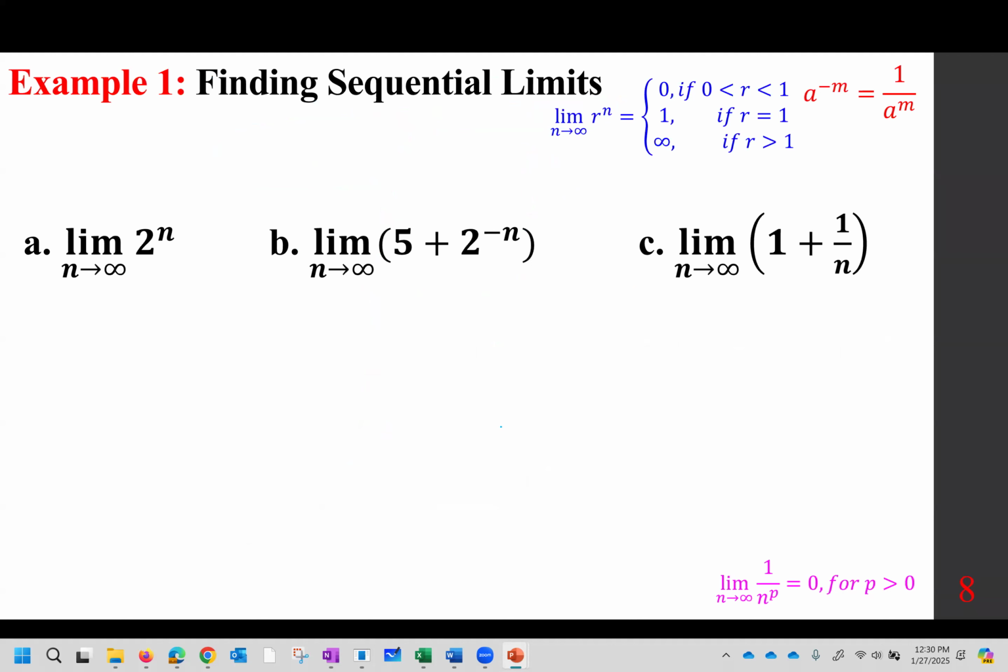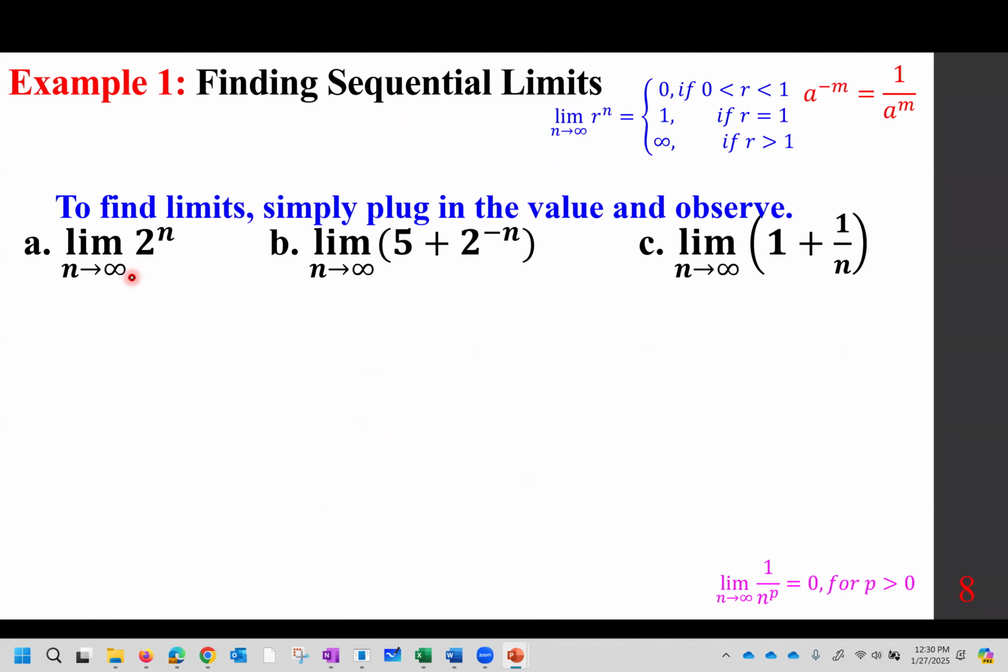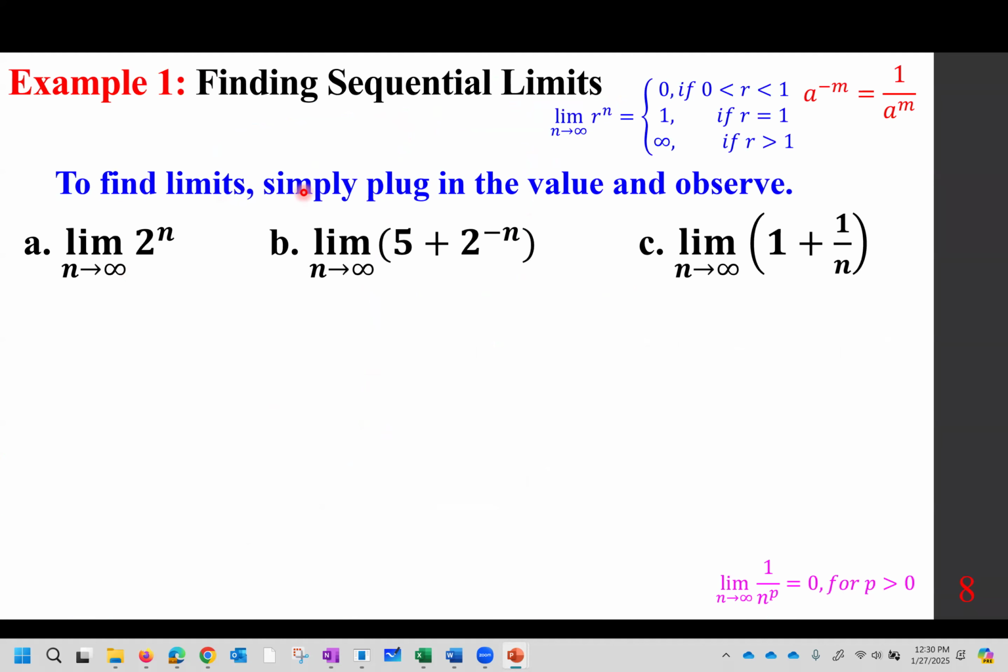Again, you don't have to write these questions. You have all of them. We just go over the solution. So we want to find the limit of 2 to the power of n as n approaches infinity. Remember, to find limits, simply plug in the value and observe. So plug in.